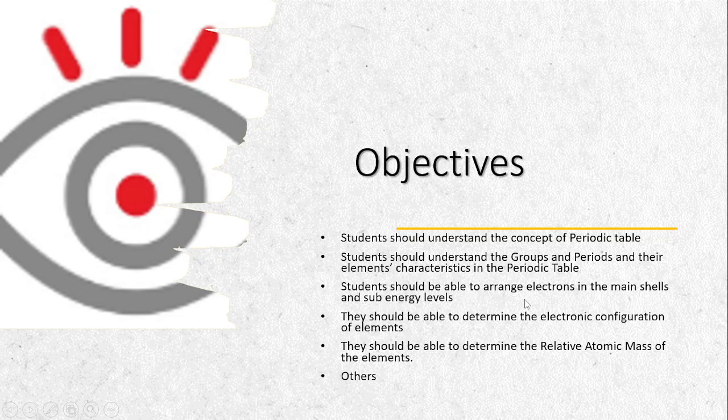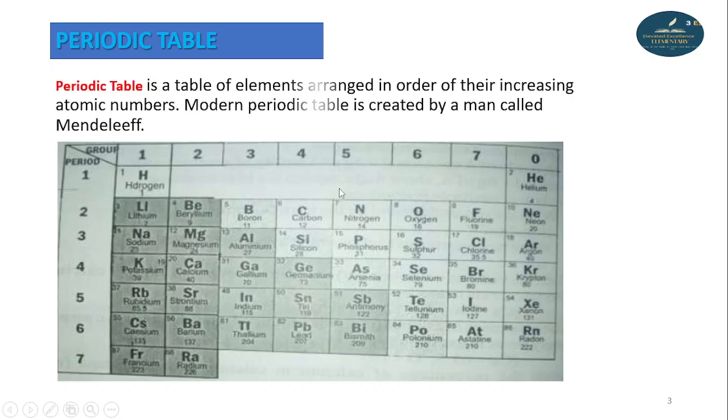Students should be able to arrange electrons in the main shells and sub-energy levels. They should be able to determine the electronic configuration of elements. They should be able to determine the relative atomic mass of the elements and a host of others. So now let's begin. What do we refer to as the periodic table?